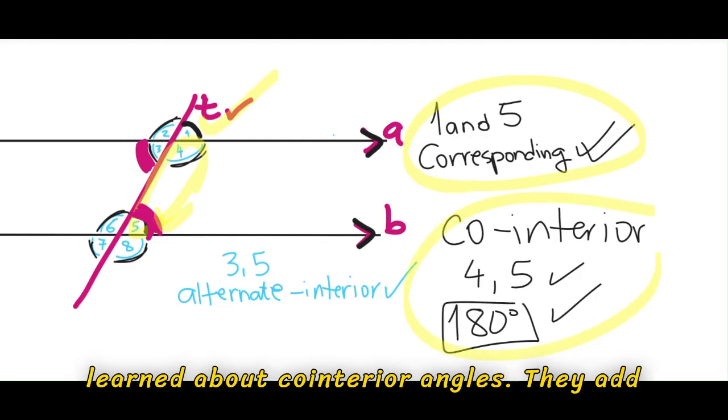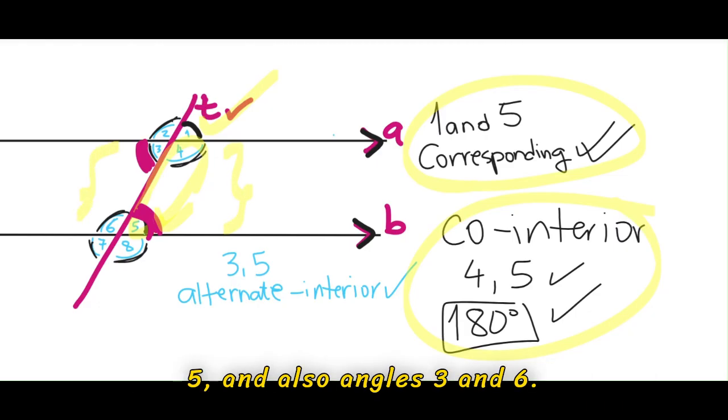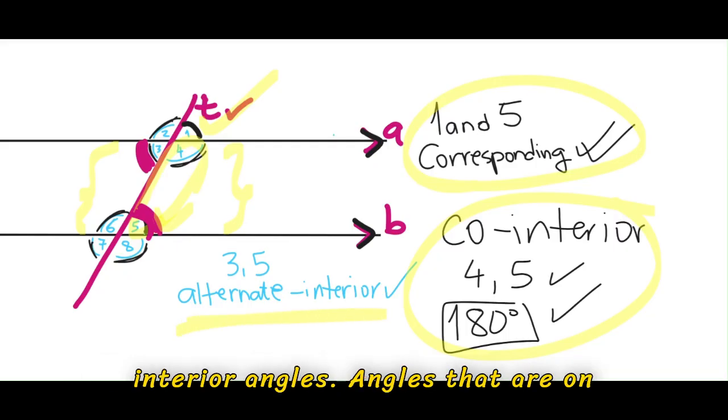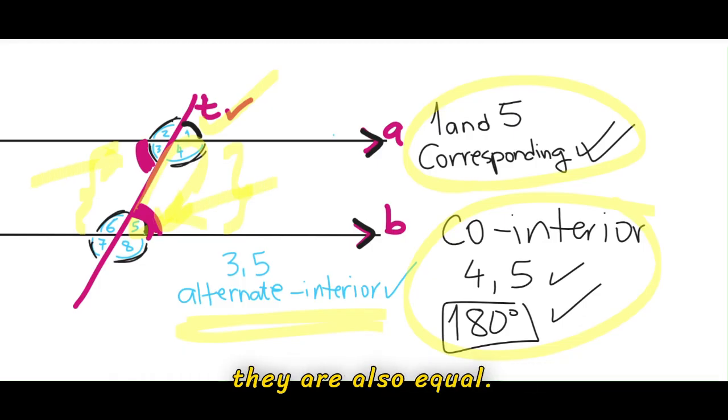Then we have learned about cointerior angles. They add up to 180 degrees. Angles 4 and 5, and also angles 3 and 6. Finally, we have learned about alternate interior angles, angles that are on opposite side of a transversal, and they are also equal. They are equal.